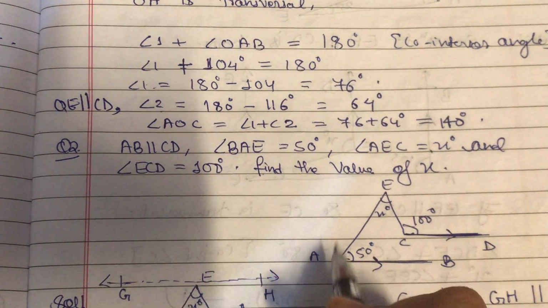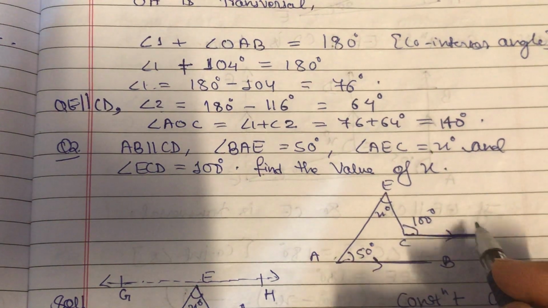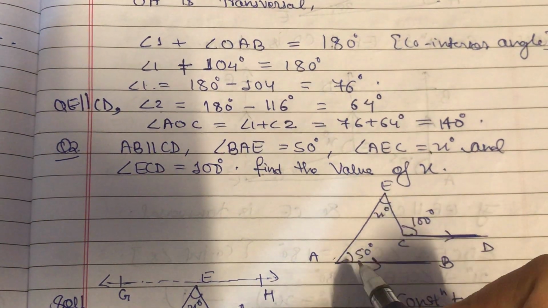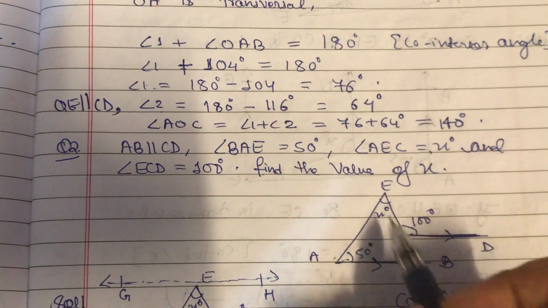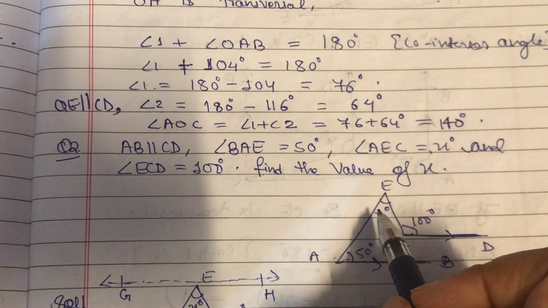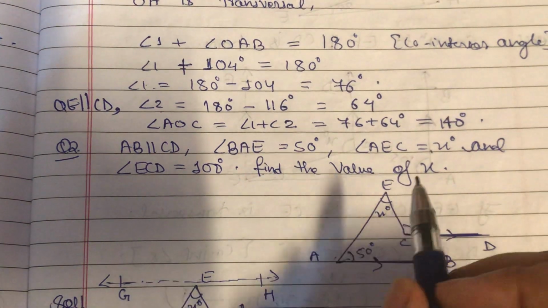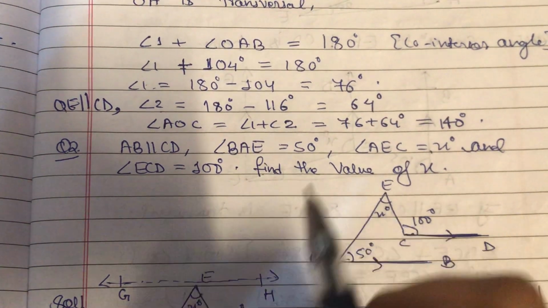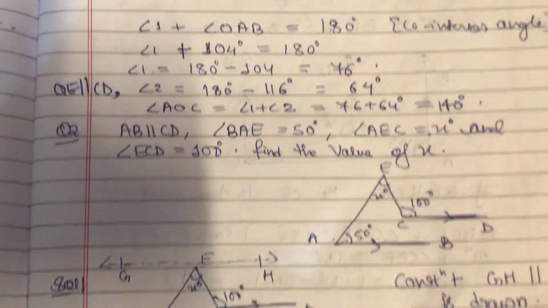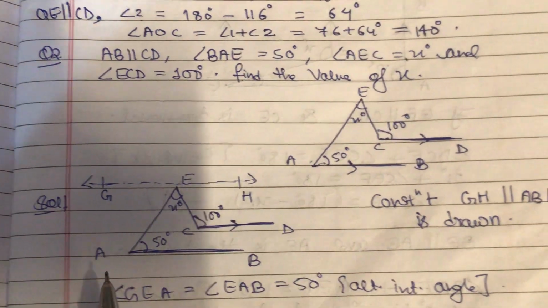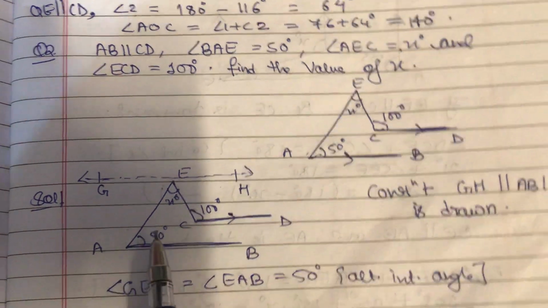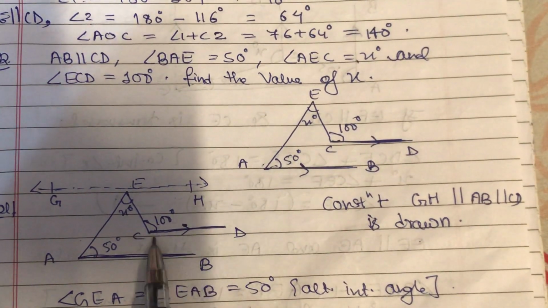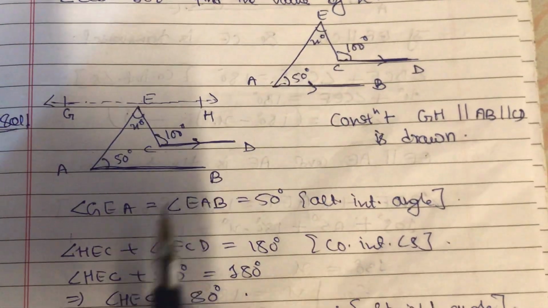It is given that AB is parallel to CD and angle BAE is 50 degree, angle AEC is x and angle ECD is 100 degree. I have to find the value of x, right? Now how will I find the value of x directly? I cannot, right? So what I have done here is that I have constructed GH which is parallel to AB. And if it is parallel to AB, then definitely it's going to be parallel to CD. The same thing I have written over here.